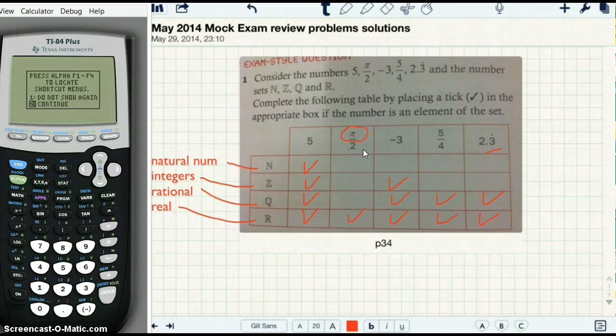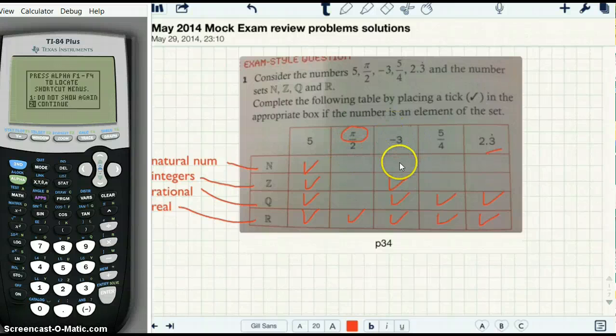Pi over 2 looks like maybe a rational number because it's a number divided by another number, but the top number is pi, which is 3.14159, and actually it goes on forever, never repeating. And so that is the definition of an irrational number, a not rational number. So we know that pi over 2 is not rational, because if you start with a not rational number like pi and you divide it by 2, you're still going to get a not rational number. So the only thing it is is a real number, because this is a quantity that exists in the physical world, and has nothing to do with the square root of -1, right?